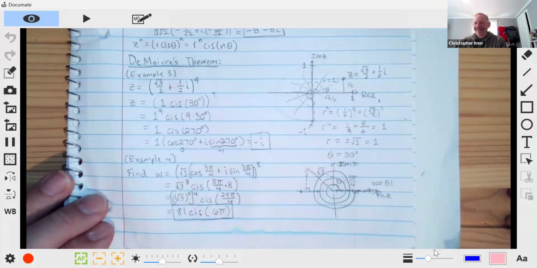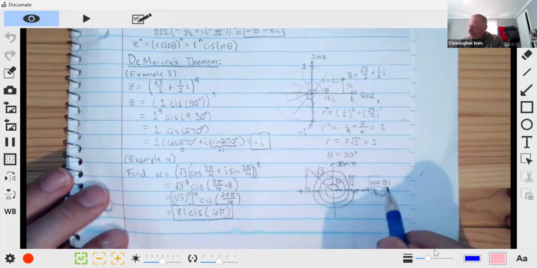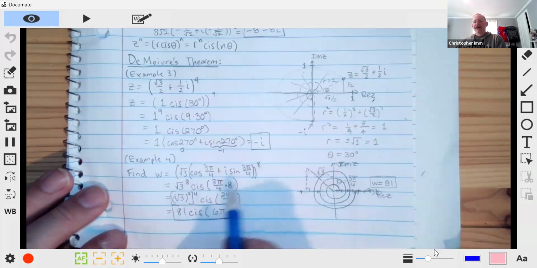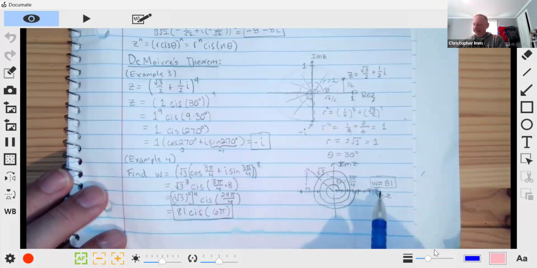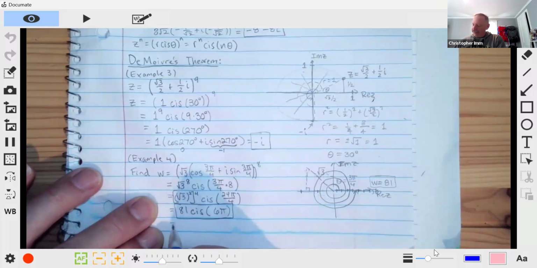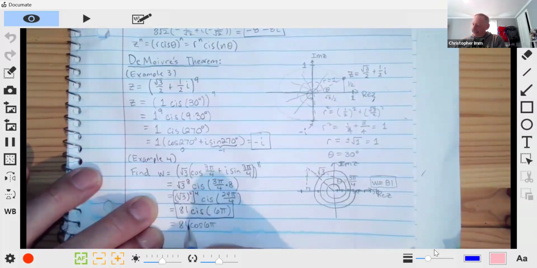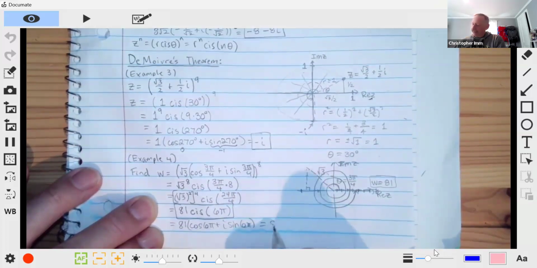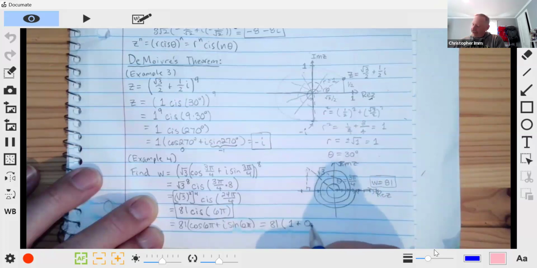Isn't that amazing? I have a complex number raised to the eighth power, and I get a purely real number. So this is going to be equal to 81 times the cosine of 6 pi plus i sine of 6 pi. 81 times, well, we know we're here, so cosine of 6 pi is just like cosine of 0. And sine of 6 pi is just like sine of 0. So we have 0 i.